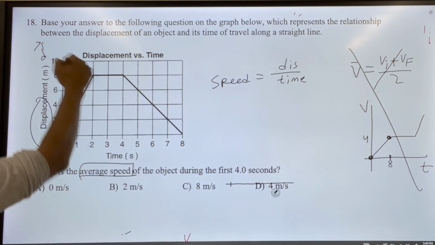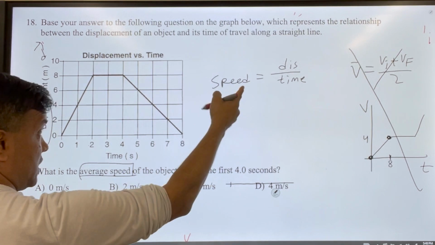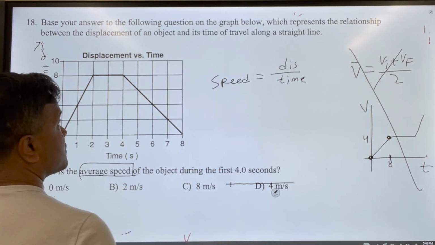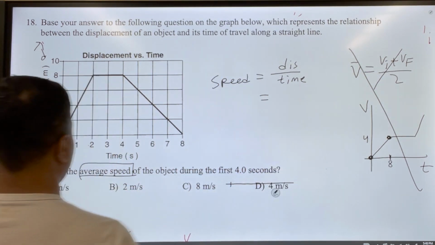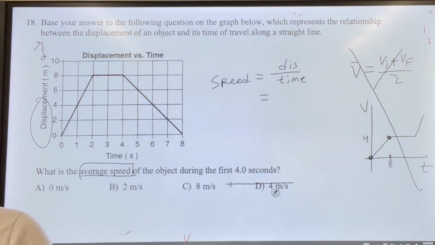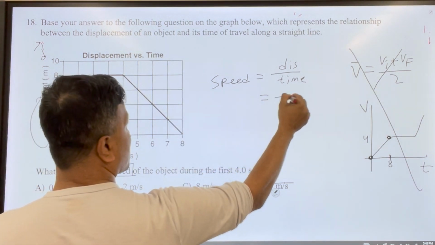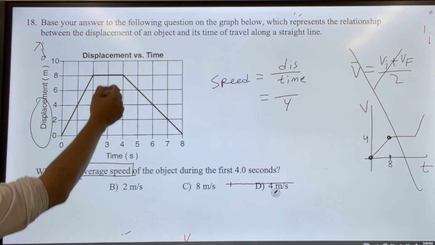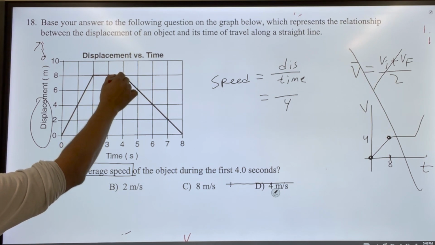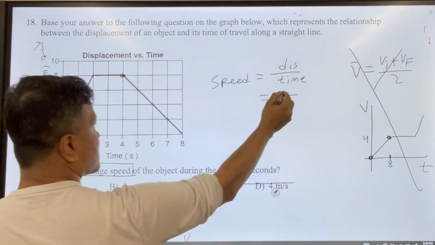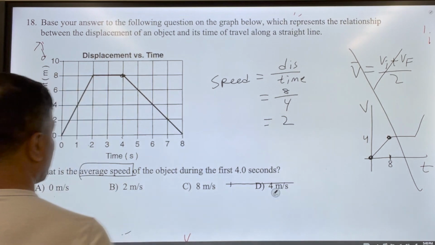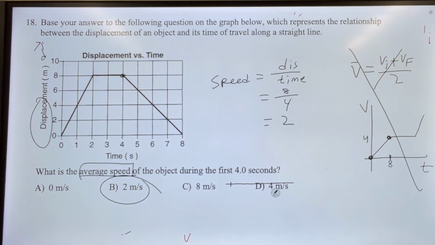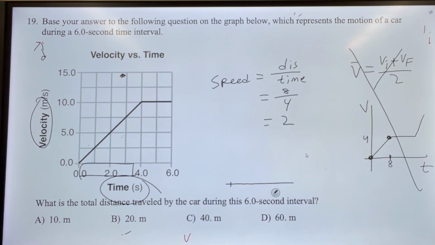This is displacement versus time graph. This is the only equation to use. So the distance, they ask us to find it during the first 4 seconds. So this must be 4. And during the first 4 seconds, how far does it move? It moves 8 meters, right? Okay. First 4 seconds, it moves 8 meters. So 8 divided by 4, which is 2 meters per second. That takes us to 19.